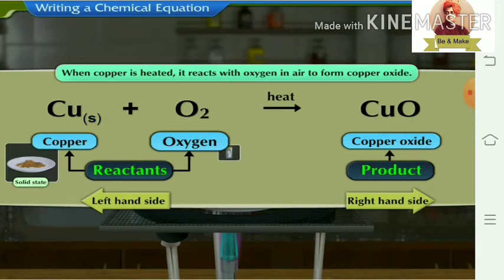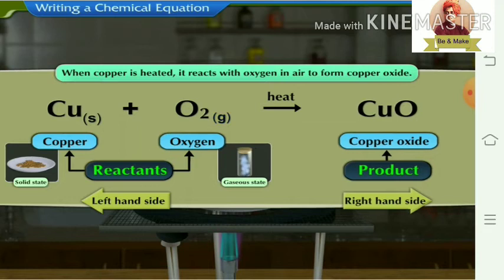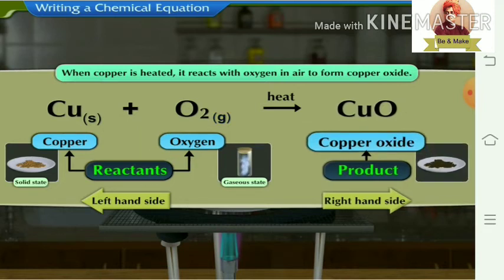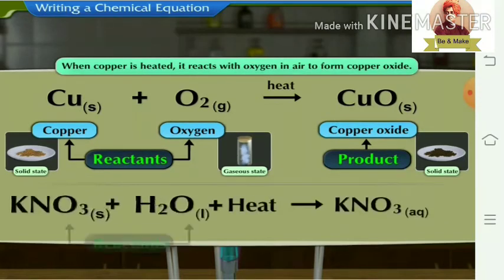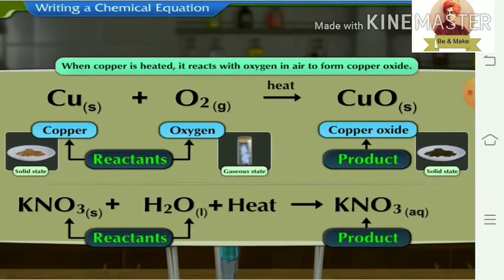We have to write their physical states in order to make it more informative. Copper is solid, oxygen is gaseous, and copper oxide, which is formed, is also solid. Solid substances are shown with a small s, gaseous substances with g. If water is taken, it is liquid. Thus, another example: potassium nitrate reacts with water in presence of heat.